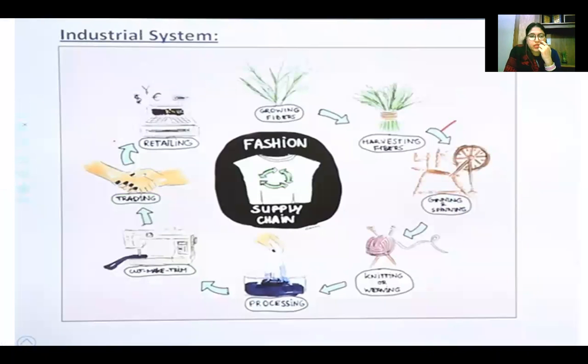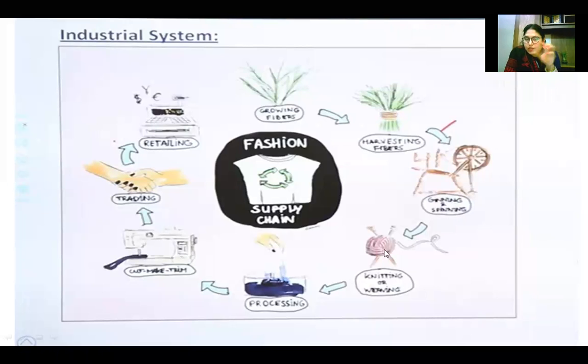Okay, so if you see, this is a chain which goes on, like growing the fibers. First the plants are grown, and then harvesting the fibers. Harvesting is done, then ginning and spinning. We are talking about the example of the cotton industry. First growing the plants, then harvesting, then ginning and spinning. You know the process of ginning, you have studied in 6th standard. Ginning is the removal of the seed from the cotton.